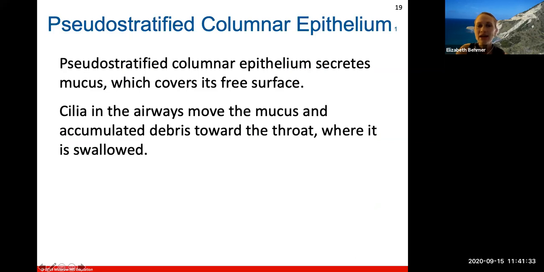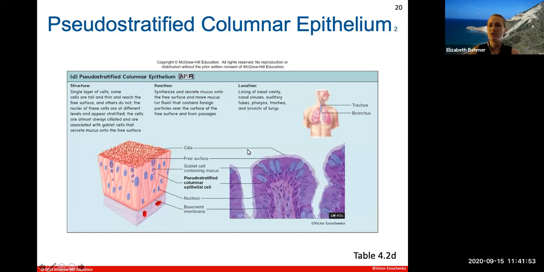Pseudostratified columnar, again, it's a type of simple epithelium. So it looks like it's fake stratified. It secretes mucus, which will cover its free surface, and it also has cilia, which are little tiny hairs attached to the exposed surface. This epithelium will often be found in your respiratory tract, lining your trachea, parts of your lungs, your nasal cavity. The mucus will help trap anything harmful you breathe in, and then the cilia will move that mucus and harmful substances out of the respiratory tract when you cough.